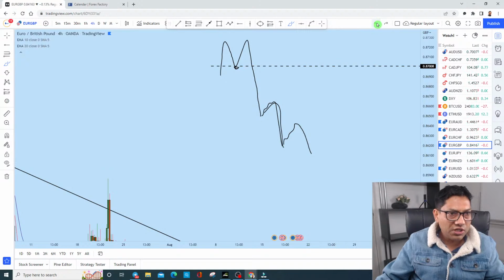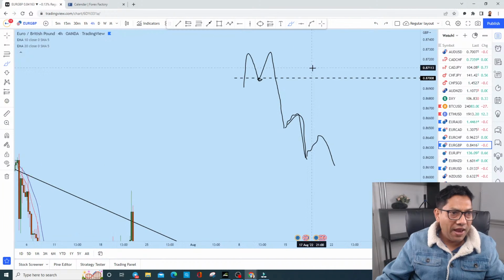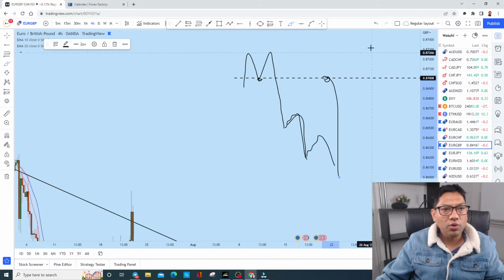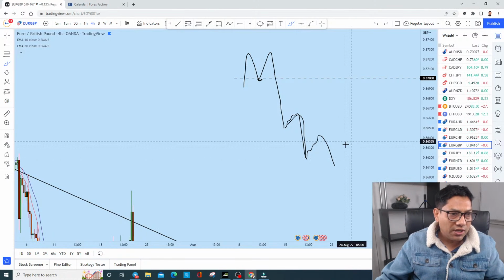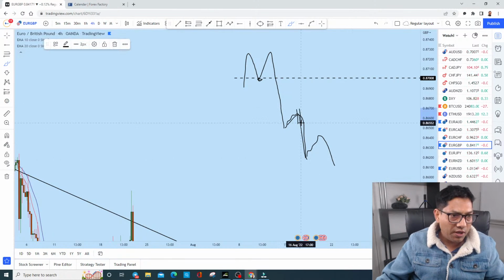And when you trade from a balanced point, that is where you can take a big profit target. Because let's say you took a trade from here, a short trade, then what will happen?